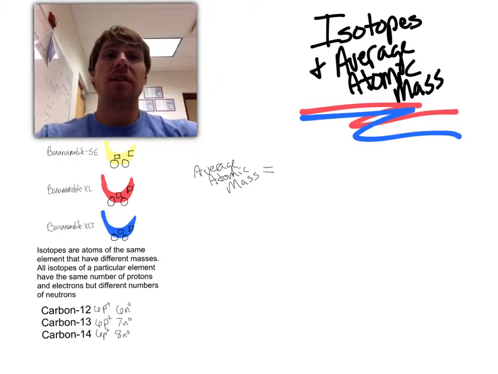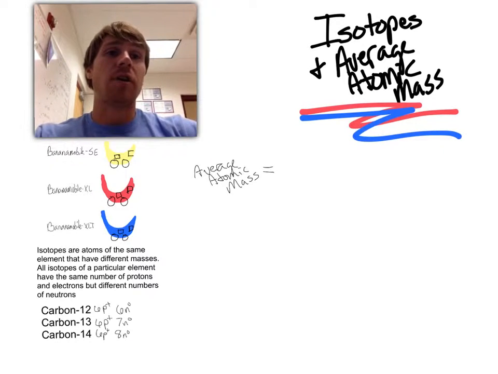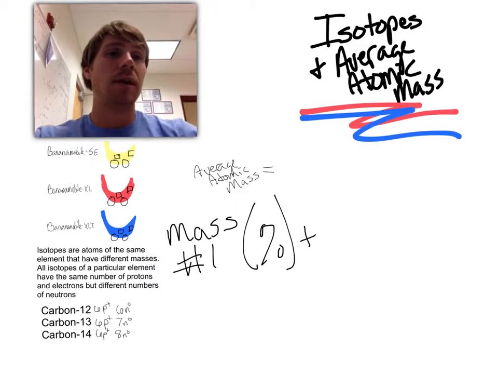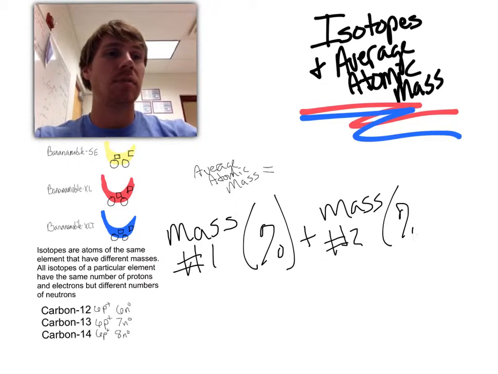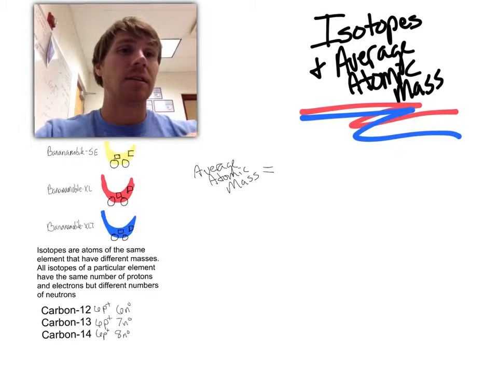So let's give you an example. I think that'll really help. Here's the rest of our equation, though. It's going to be the mass of isotope number 1 times the percentage of that isotope, plus the mass of isotope number 2 times the percentage of that, and we're going to do that for as many different isotopes as we have.